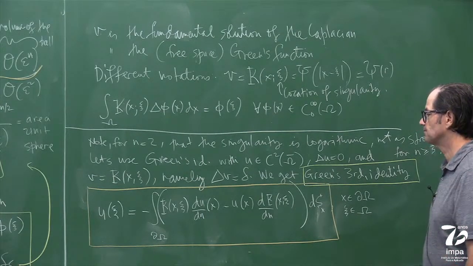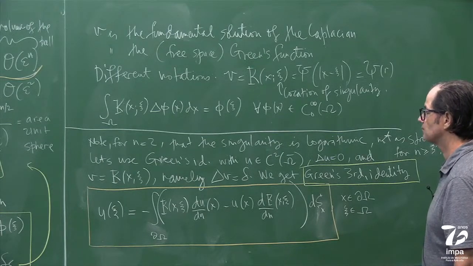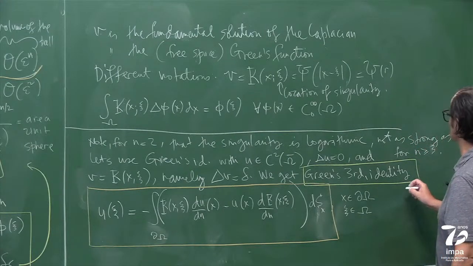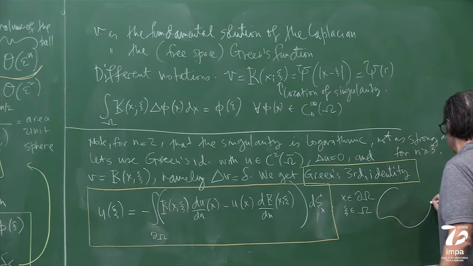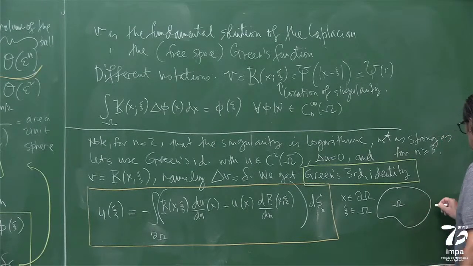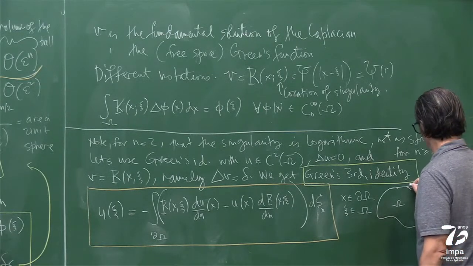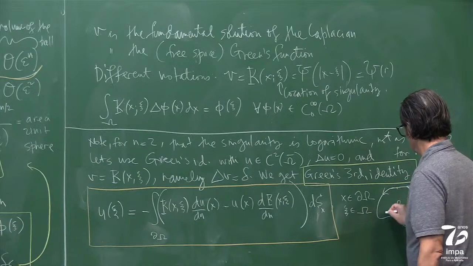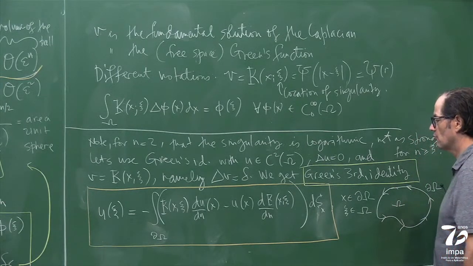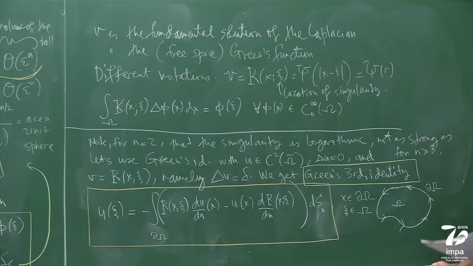So look at this formula. Again, let me put a drawing here so we can discuss. This is omega. This is partial omega. And this is our line integral over the boundary of omega, in particular if we are in 2D.